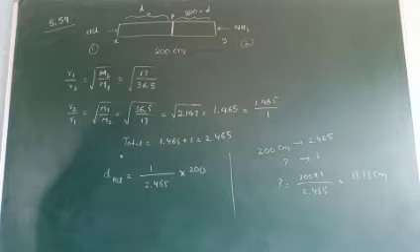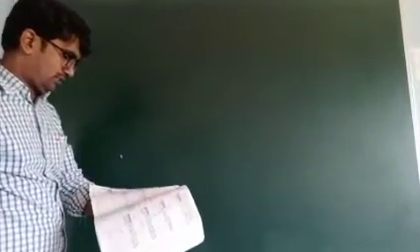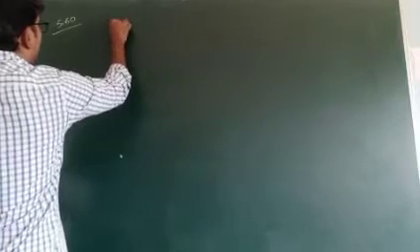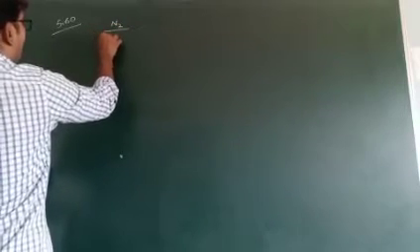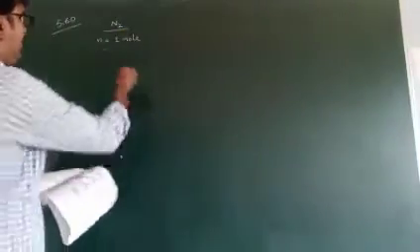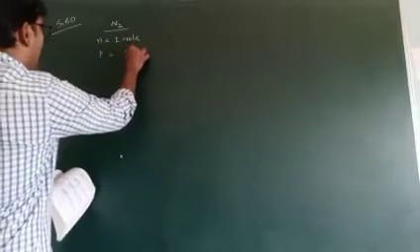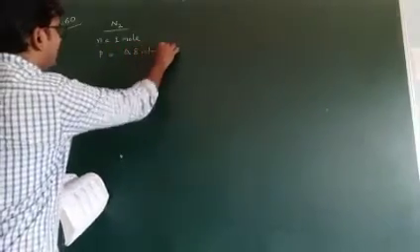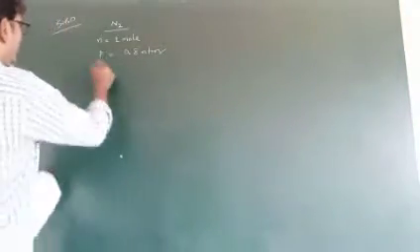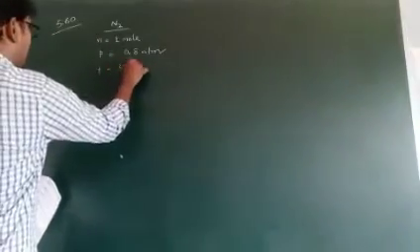This is the problem, completed. Next, 5.60. 1 mole of nitrogen gas at 0.8 atmosphere takes 38 seconds to diffuse through a pinhole. One mole of nitrogen is given, so the number of moles n is 1 mole. The pressure is given, P equals 0.8 atmosphere. The time taken for the diffusion is 38 seconds.